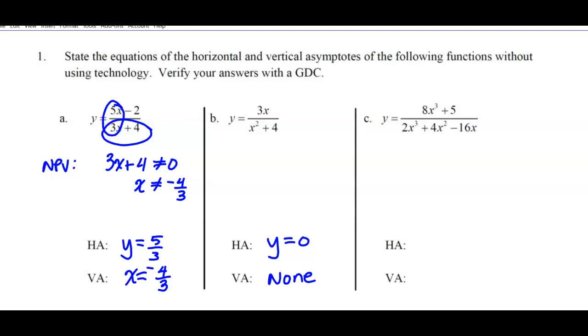Why is there no vertical asymptote? There's no value of x that will make that 0. If you say that, then you'll have x squared can't be negative 4. Well, x squared will never be negative 4. You can never square a number and get that.